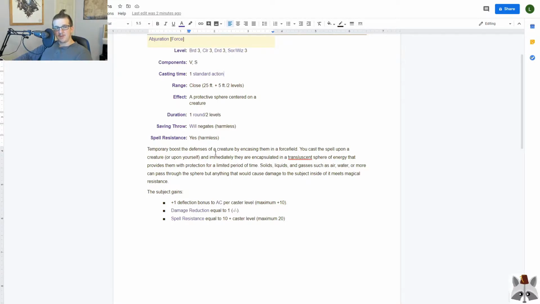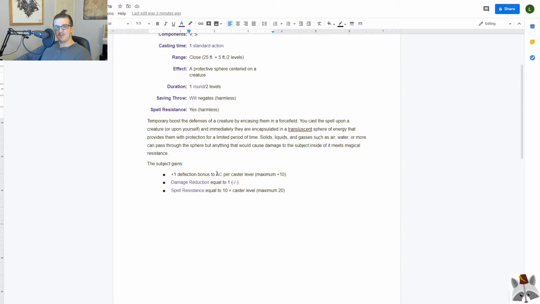It temporarily boosts the defenses of a creature by encasing them in a force field. You cast the spell upon a creature or upon yourself, and immediately they are encapsulated in a translucent sphere of energy, providing them protection for a limited time. Solids, liquids, and gases such as air, water, and more can pass through the sphere, but anything that would cause damage to the subject inside of it meets magical resistance. Subject gains a +1 deflection bonus to AC per caster level.